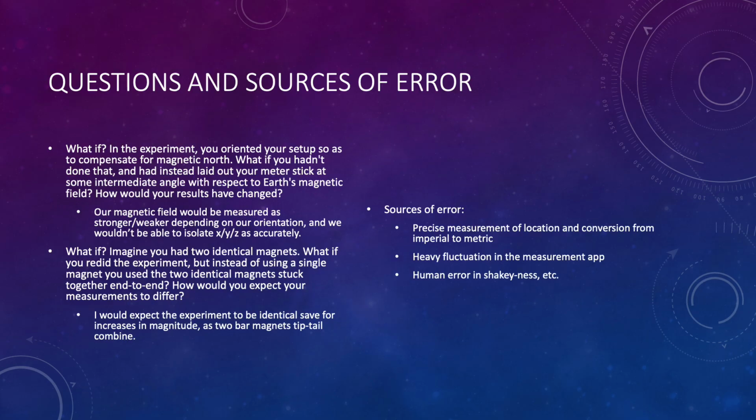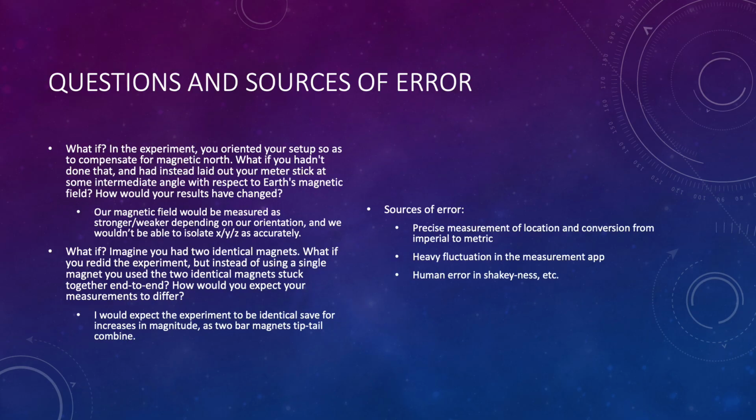And then for the next part, imagine we had two identical magnets and we redid the experiment using both of them stuck together end to end. How would we expect our measurements to differ? We wouldn't expect there to be a tremendous amount of difference here. And that really follows from the fact that when we line two bar magnets up end to end, they really become one, they can be treated as one single bar magnet. This also follows from this idea of subdivision, where if you cut a bar magnet in half, you get two bar magnets, which are weaker. So in line with that change in magnitude, we would expect there to be a higher strength.